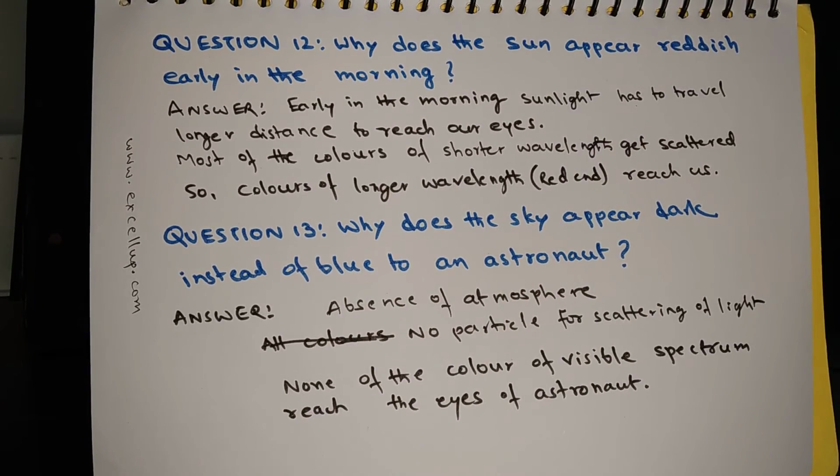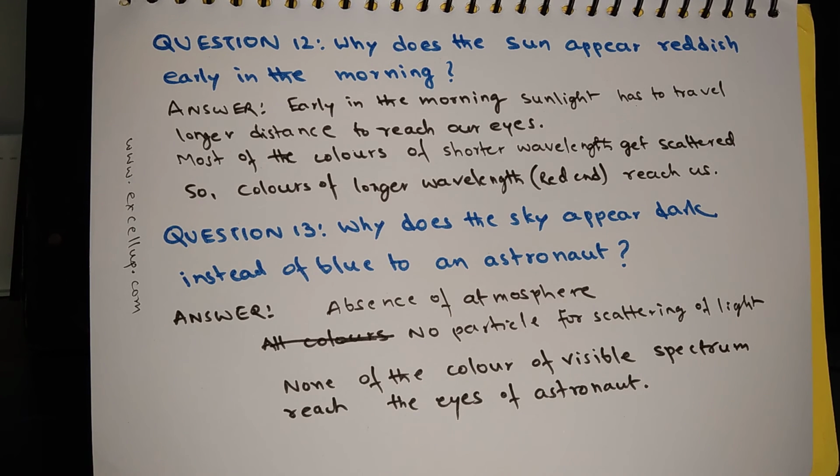Question 12. Why does the sun appear reddish early in the morning? What happens early in the morning or in the late evening, the sunlight has to travel a longer distance to reach our eyes. So while the sunlight is traveling the longer distance, most of the colors of shorter wavelength get scattered. That is, colors toward the blue end of the spectrum, and the colors of longer wavelength, those at the red end of the spectrum, reach us, and that is why the sun appears reddish in the morning or in the evening.